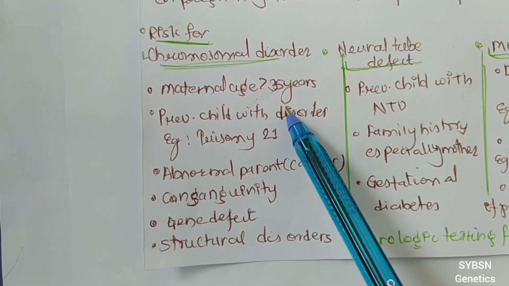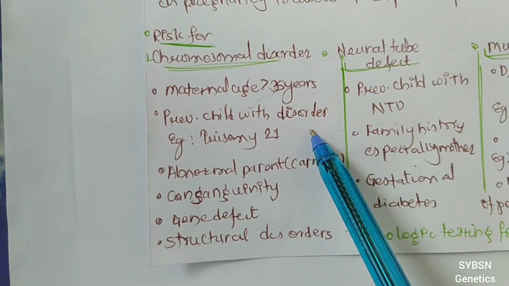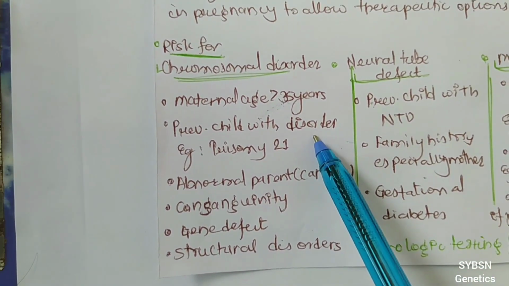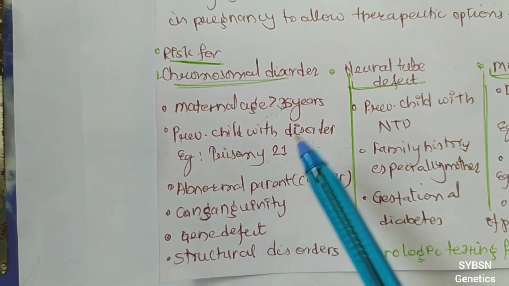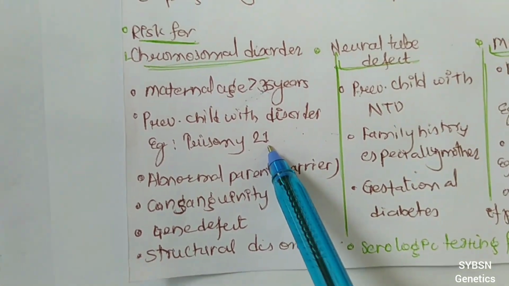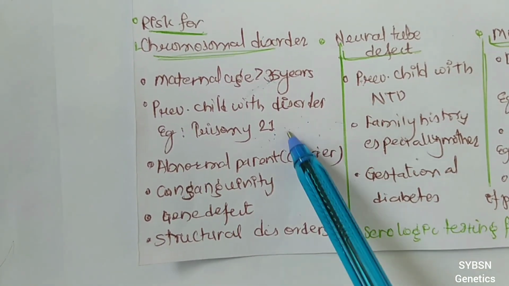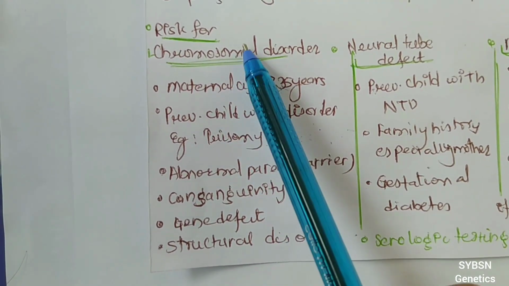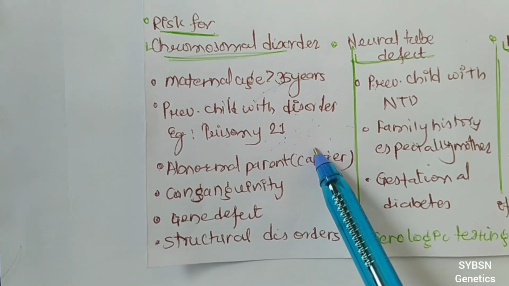Next, you have previous childhood disorder. If you have had a child born with a genetic disorder, for example trisomy of the 21st chromosome, that is nothing but Down syndrome, that increases the risk of getting another child who can be born with Down syndrome as well. So another risk factor over here is a child with a disorder, that is trisomy of the 21st chromosome.